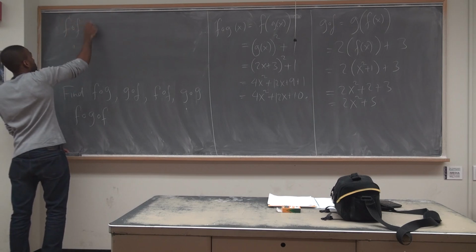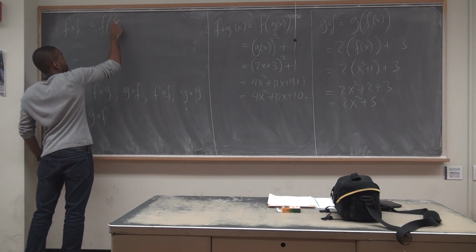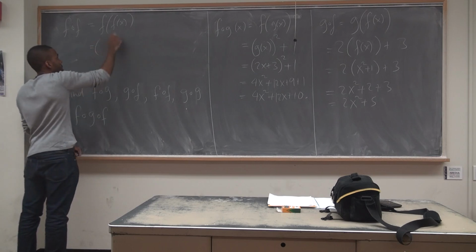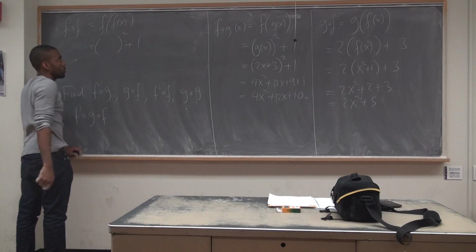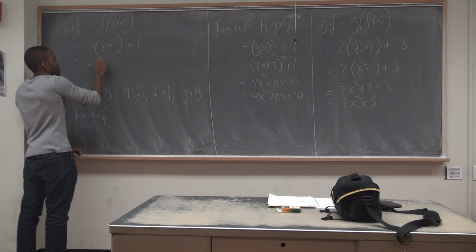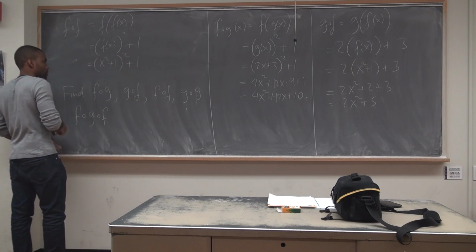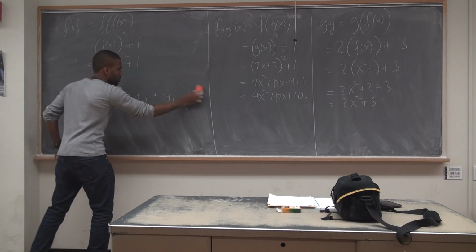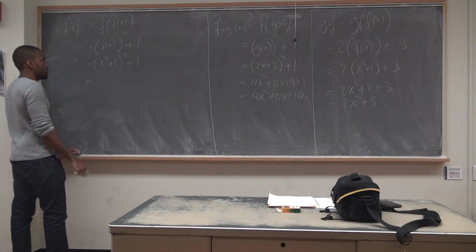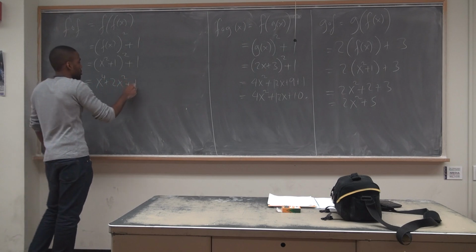F of f. So this basically means I take f of x. The rule for f was to take something, you square it, and then you add 1. What is the thing I want to take and square? Well, f of x itself. And f of x is to take x squared plus 1. And you can leave it like that, or you can multiply out: x to the 4th plus 2x squared plus 1 plus 1.